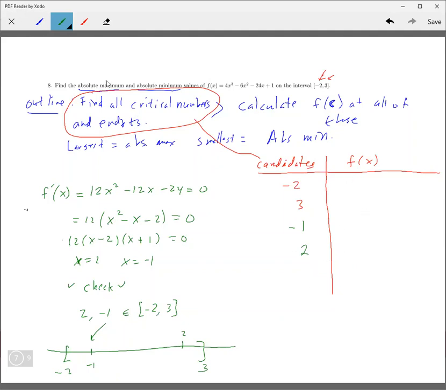Now we calculate the function at those values. I plug a -2 into here, so that's going to be 4 times -2 cubed minus 6 times -2 squared minus 24 times -2. Whoa, looks like we need more space. Let me make more space here.